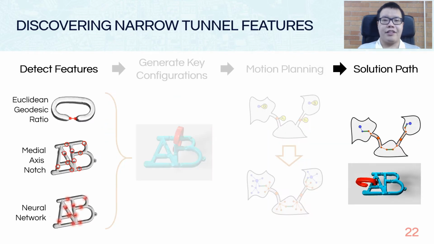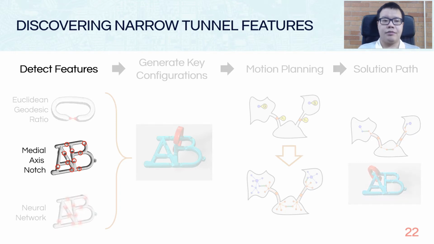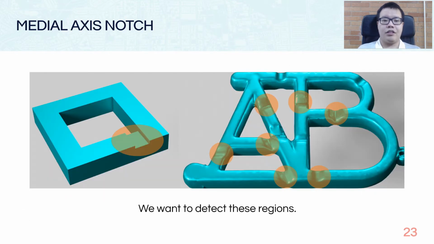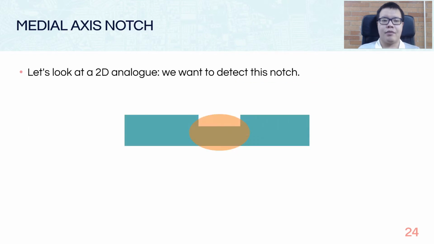The second feature detection algorithm is medial axis notch. The medial axis notch is based on this motivation. We would like to detect the notches on the pieces because this part is likely to form a narrow tunnel in the configuration space. Let's look at a 2D analog to see how we find the notches in the geometry.